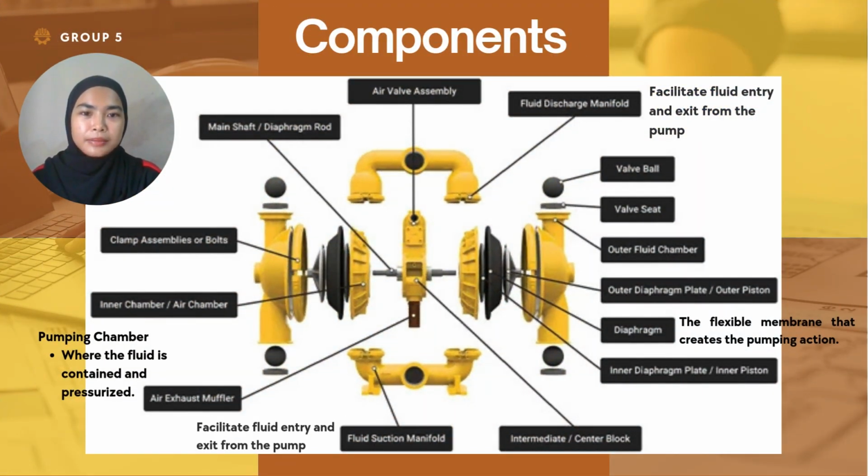This is the diaphragm pump components after overhaul. There are four main components that we highlight for this presentation. The first one is the fluid discharge manifold, which is used to facilitate fluid entry and exit from the pump. Then we have the fluid suction manifold, which also facilitates fluid entry and exit from the pump. The third one is the diaphragm, the flexible membrane that creates the pumping action. And the last one is the air chamber, also known as the pumping chamber, where the fluid is contained and pressurized.